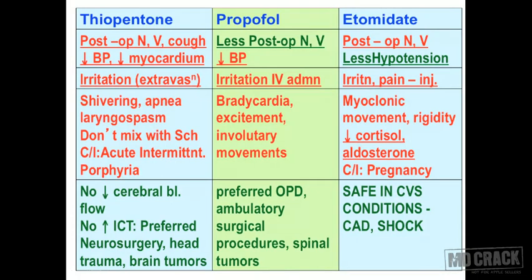Coming to the other adverse effects, thiopentone leads to shivering, apnea and laryngospasm, and it cannot be mixed with succinylcholine (SCH), because they are not compatible with each other when mixed in a syringe or infusion. And thiopentone, being a barbiturate, is contraindicated (CI) in acute intermittent porphyria. Propofol is known to produce bradycardia, excitement and involuntary movements, whereas etomidate is known to produce myoclonic movement and rigidity.